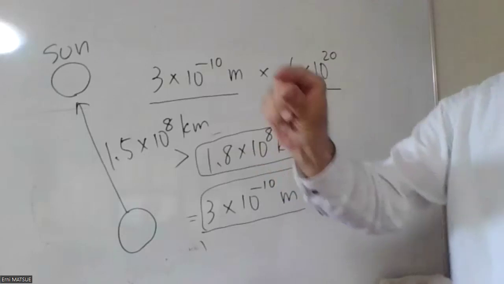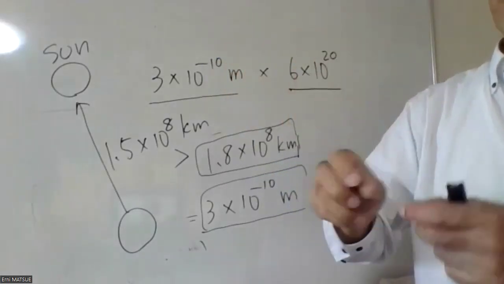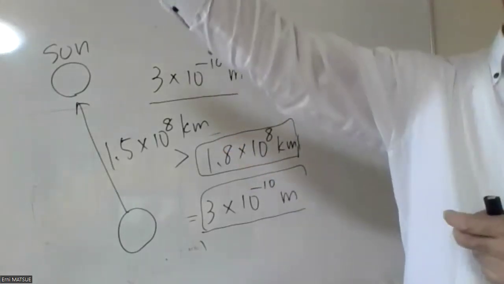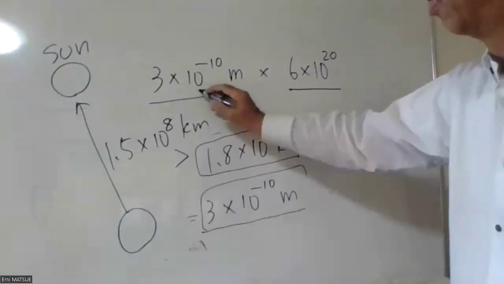This means a very small drop of water, by using the drop of water, you can go to the sun. The size is very small, but the number is very large.